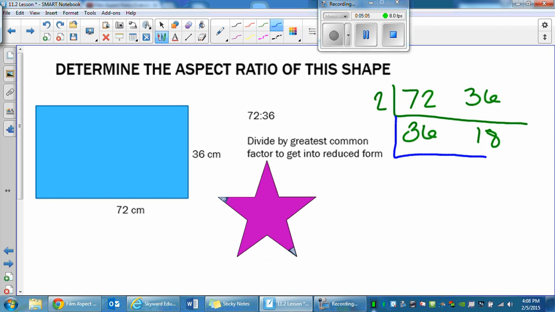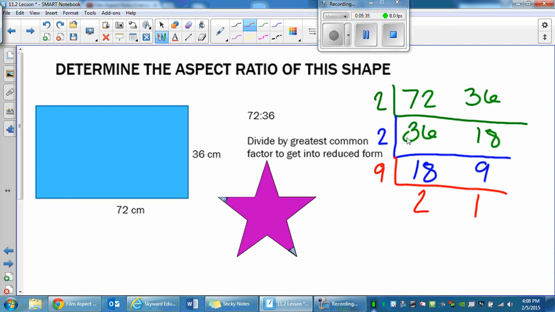Nope, they are both still divisible by 2. So 36 divided by 2 is 18, and 18 divided by 2 is 9. So then I keep looking, and I can keep going because both of these, I know now, are divisible by 9. 9 goes into 18 twice, and it goes into 9 once. So can 2 and 1 simplify down anymore?